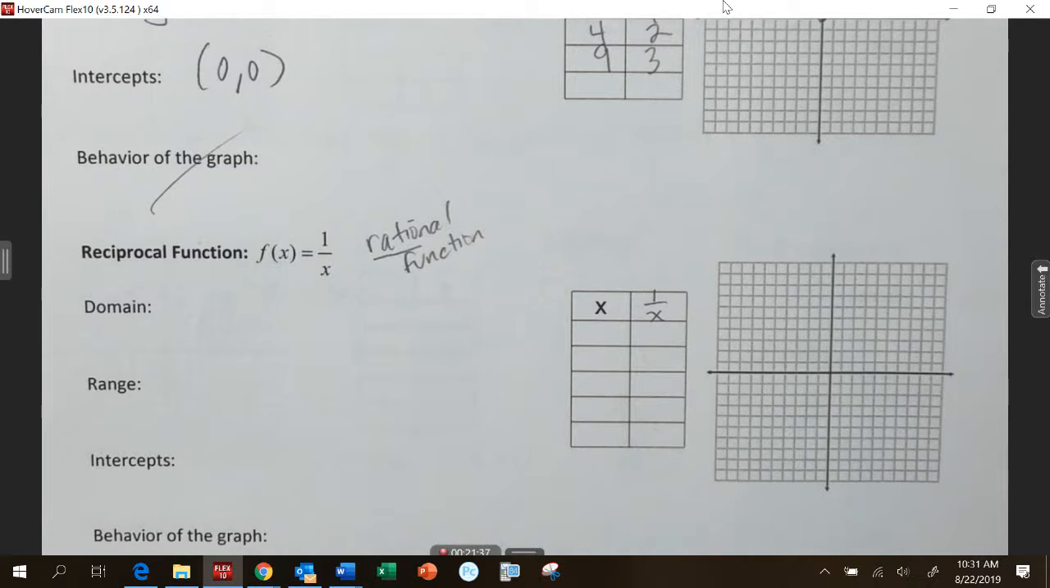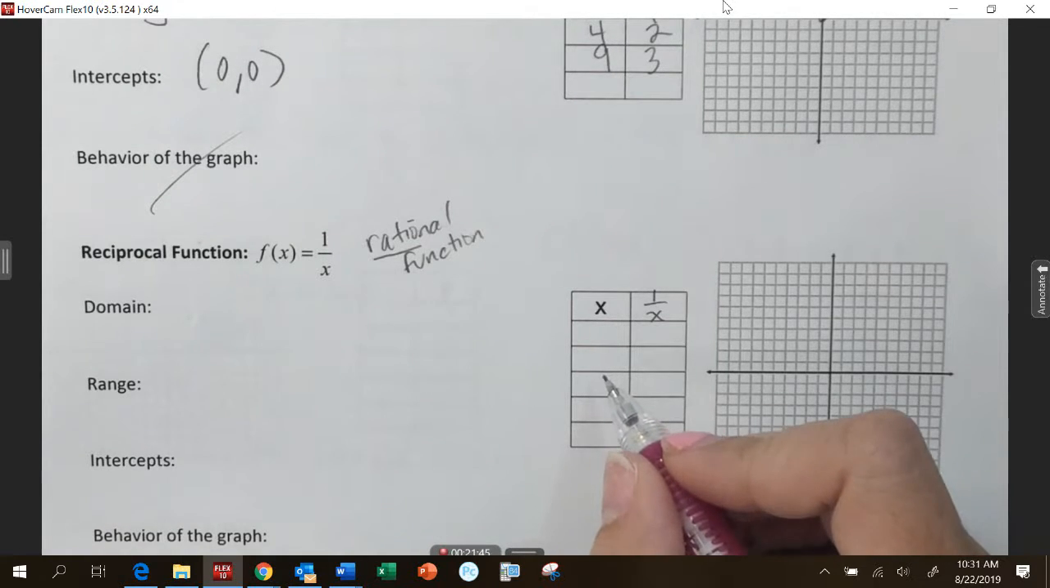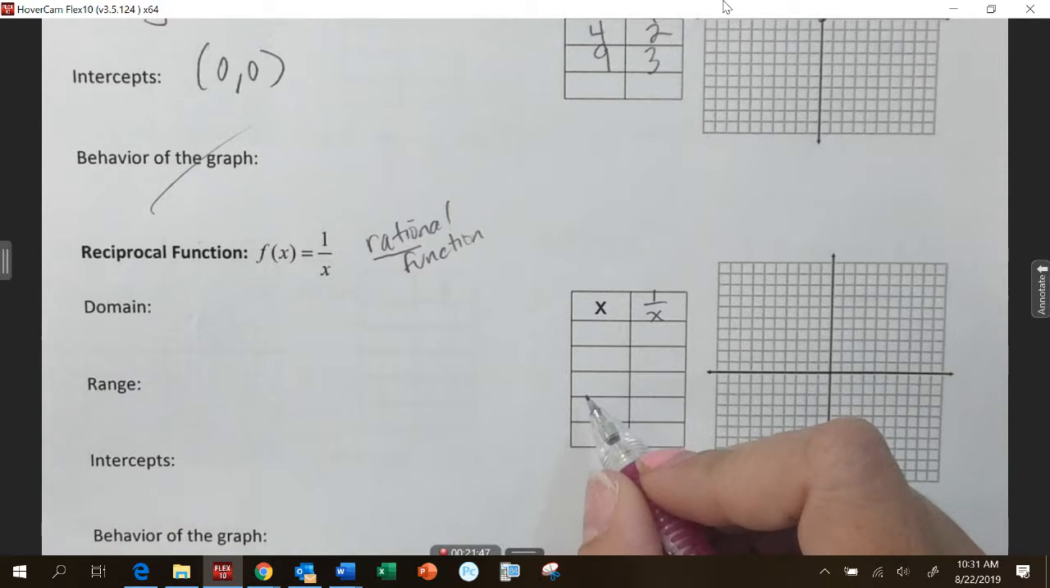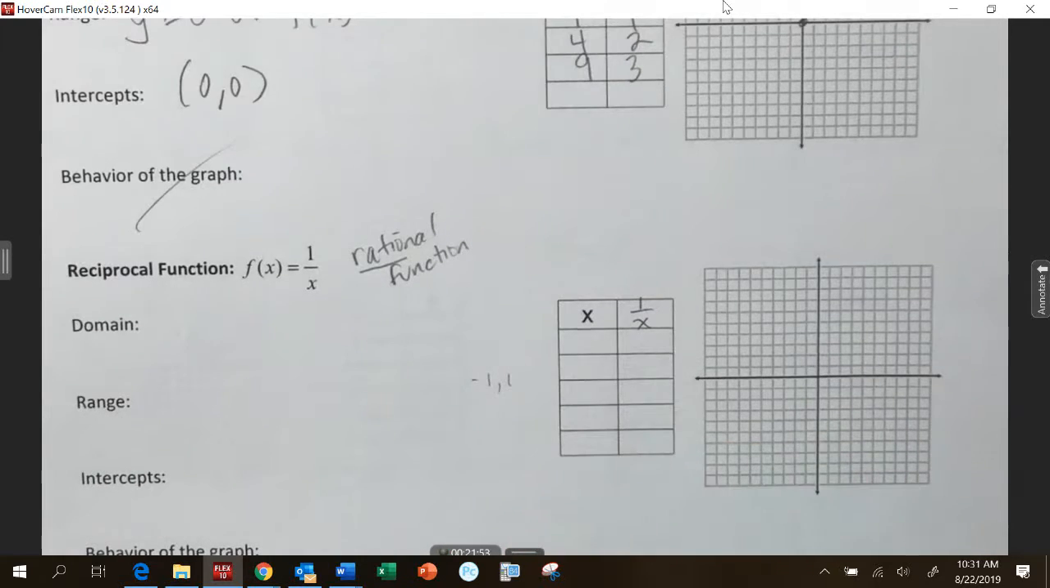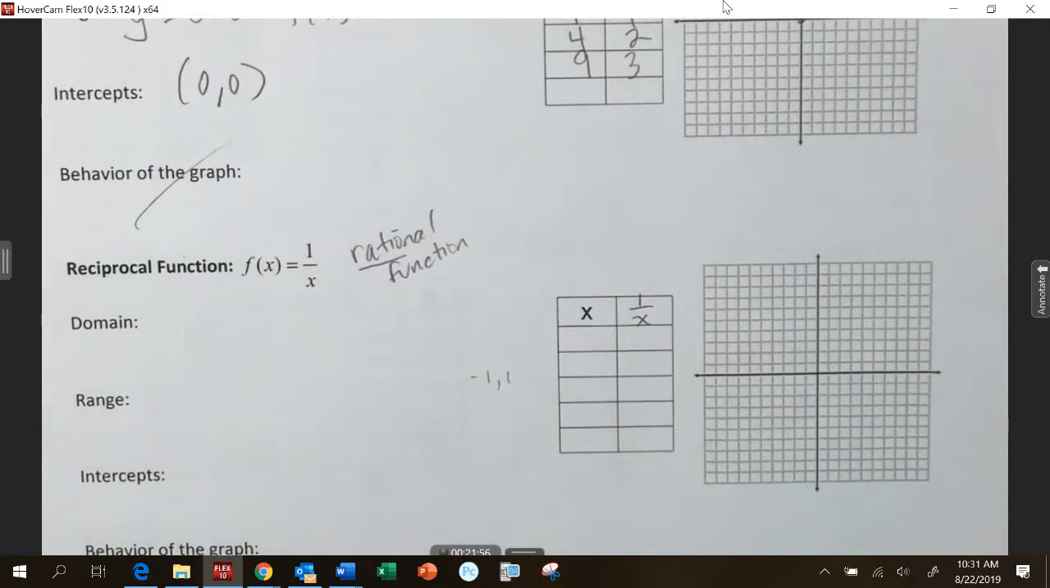Is it Neil? Okay, Neil. 1 and negative 1? Okay. Where do I want to put those? I'll just put them off to the side. 1, negative 1, because then I'll put them in order once we kind of come up with the idea of what. I already said it to you, Liam.